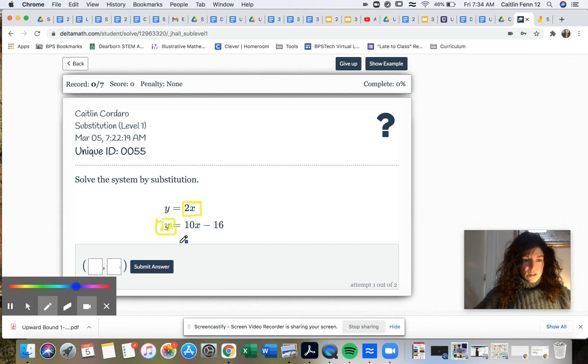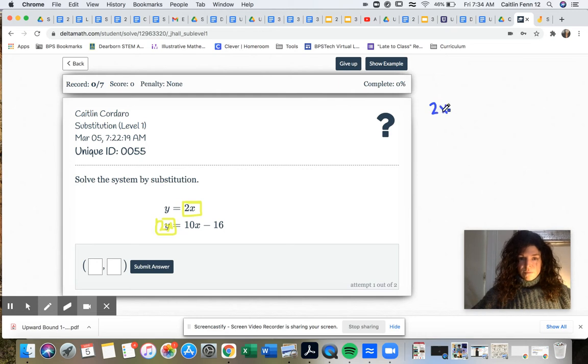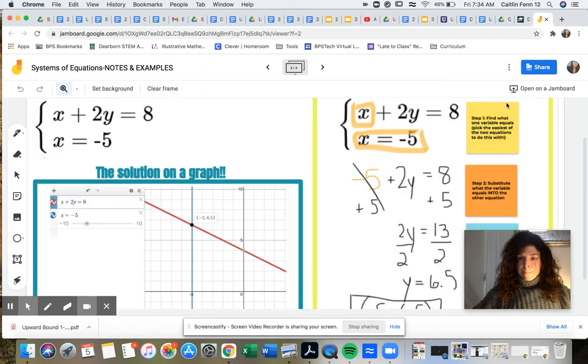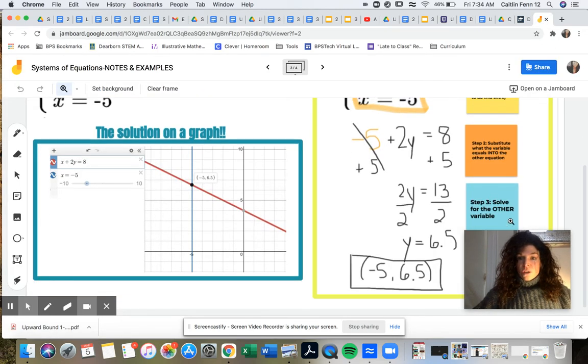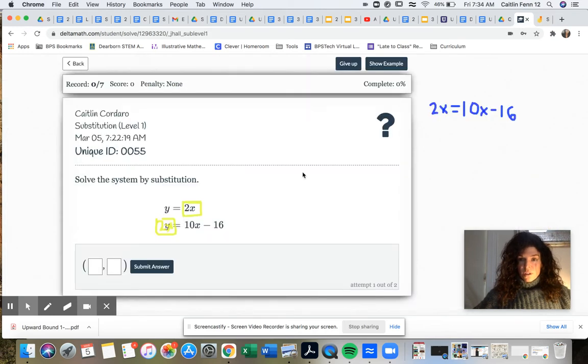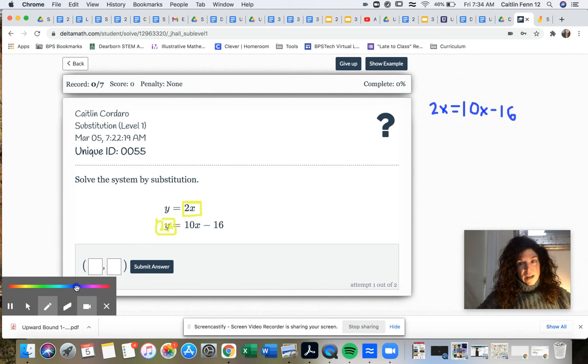Okay, so here we go. Here's our new equation. It's going to be 2x equals 10x minus 16. Okay, what's the next step? So we substituted. What's next? Step 3, solve for the other variable. Okay, so we have 2x equals 10x minus 16. The other variable is x. We only have one variable left, so we know how to solve for that.